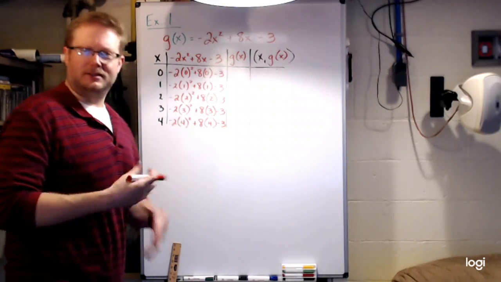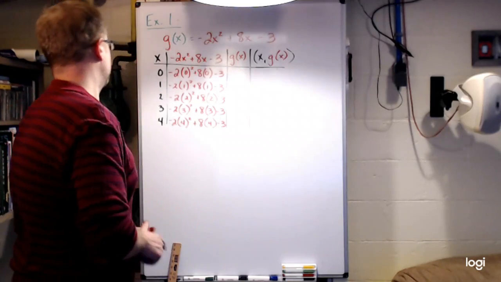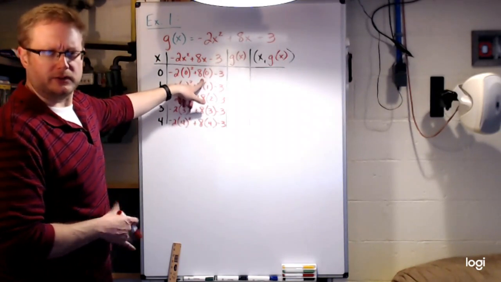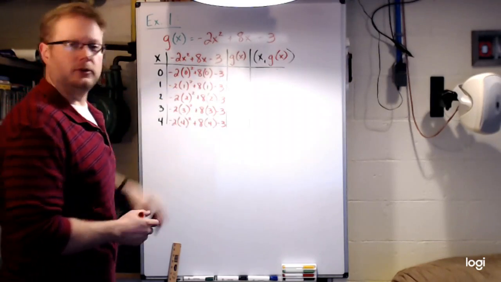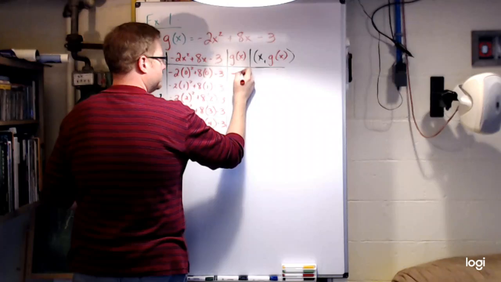So like I said, it's the same thing over and over and over again. It's like rinse and repeat, shampoo instructions. All right. This is going to give us 0, because anything times 0 is 0. So we get negative 3 as our y, or a g of x value.